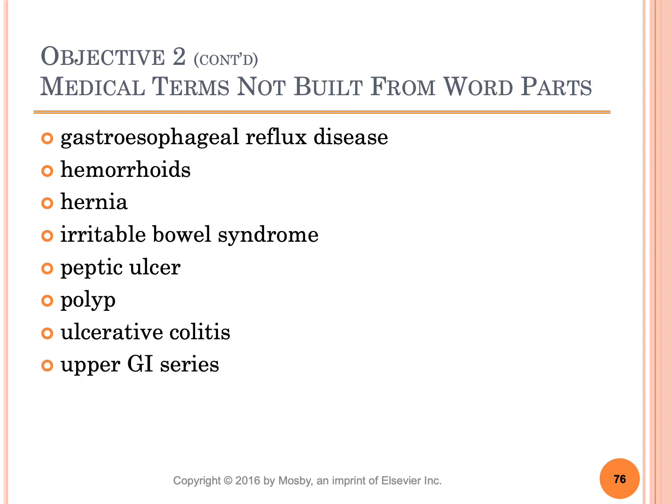Upper GI series, sometimes abbreviated as UGI, is a diagnostic procedure, and again, they take radiographic images of the upper gastrointestinal tract, like the pharynx, esophagus, stomach, duodenum, and again, the patient would be required to drink some of that barium so that they could get their radiographic images.